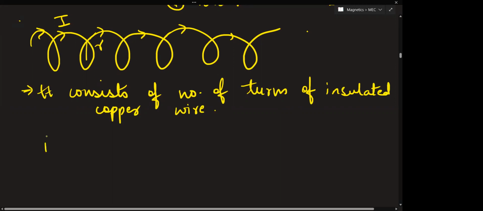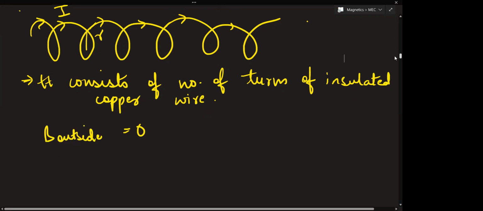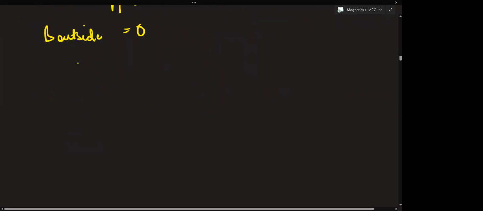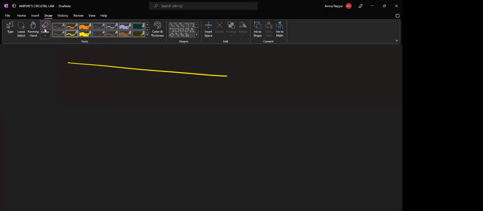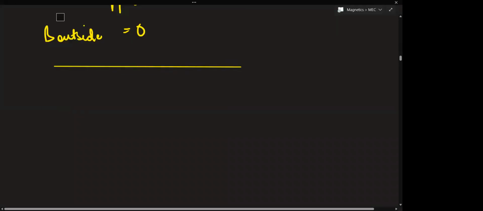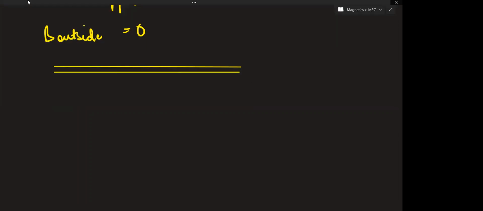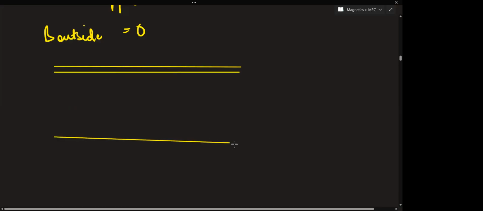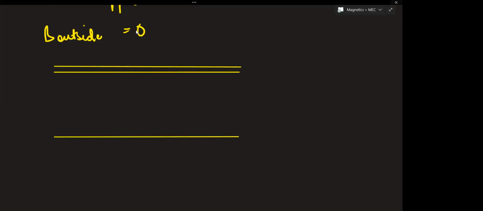So if a question asks for the magnetic field outside a solenoid, directly write it as zero, because there is no magnetic field presence outside the solenoid. Let me show you the diagram that we'll use. We use plain straight lines. This will show the upper portion, and this will show the lower portion.